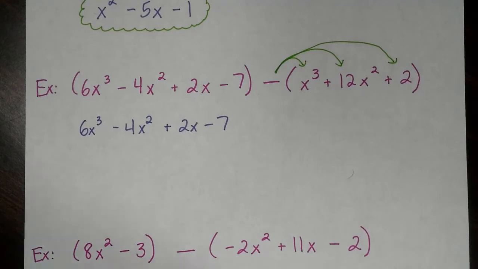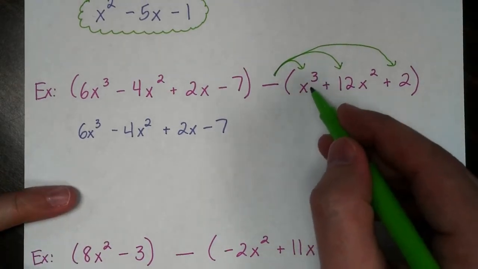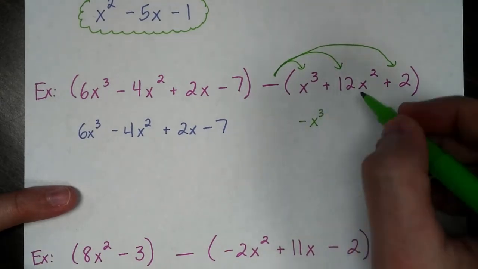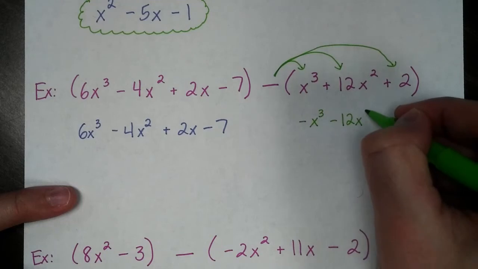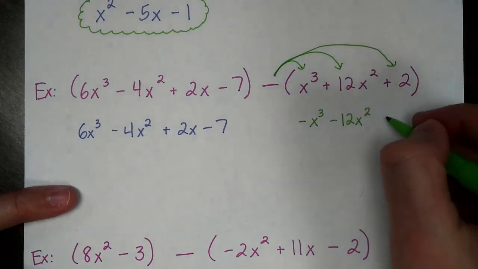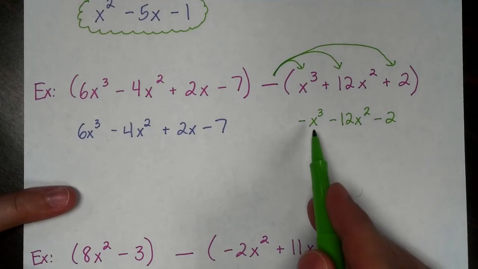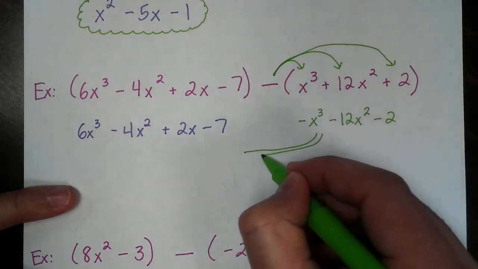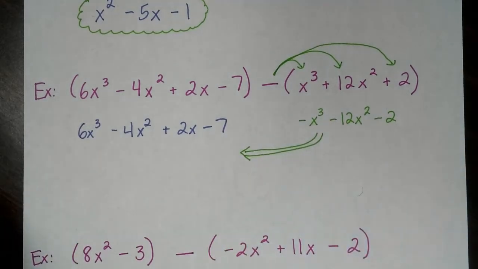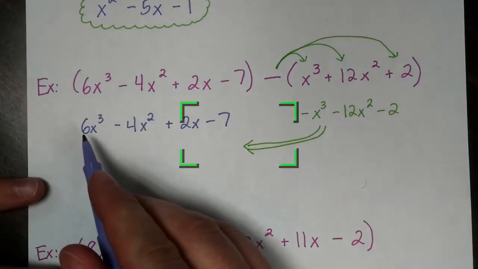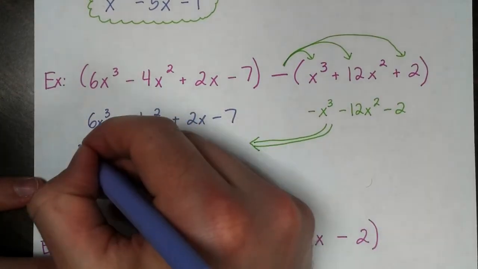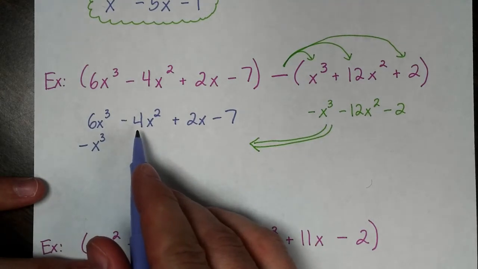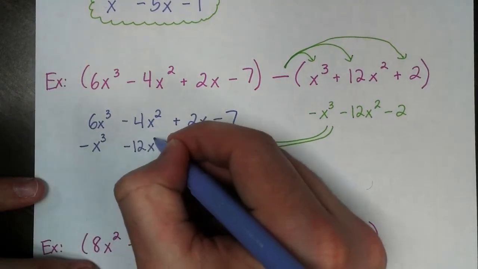Okay, so we distributed. That positive x to the third becomes a negative x to the third. That positive 12x to the second becomes a negative 12x to the second. And that positive 2 becomes a negative 2. So this is our new polynomial. And what we're going to do is we're going to input it into our equation. So what goes with the 6x to the third? Well, the negative x to the third. What goes with the negative 4x squared? Well, the negative 12x squared.